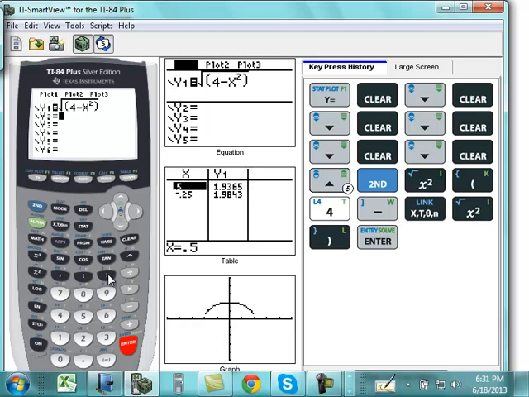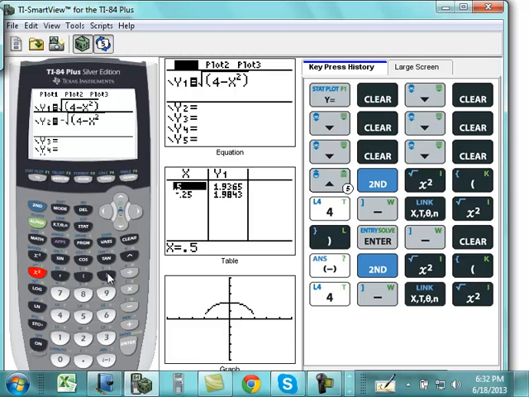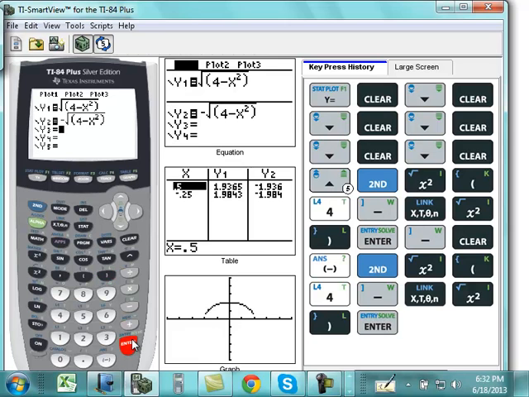Now, we're going to put in almost exactly the same thing as for y1, but we'll put a negative. Oops. And we didn't mean to do the subtraction symbol. We need to do this negative symbol. Negative square root of parentheses 4 minus x squared. Close parentheses. Enter.